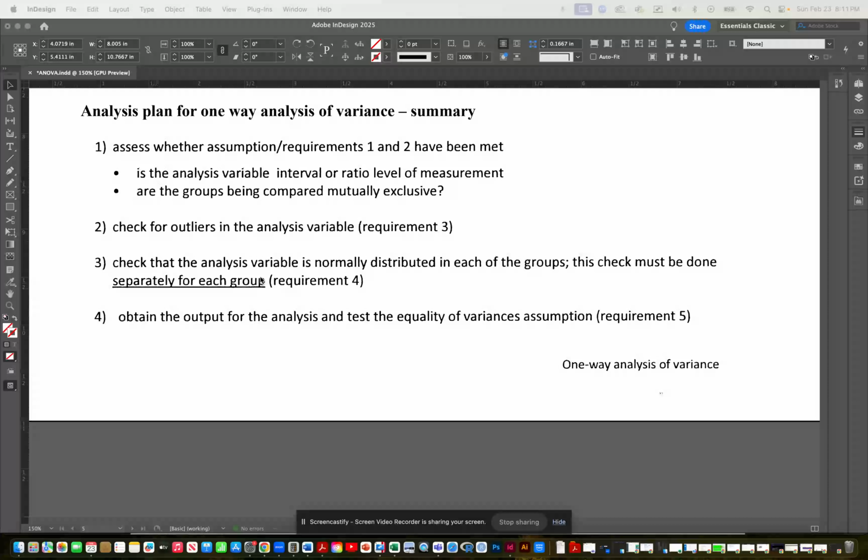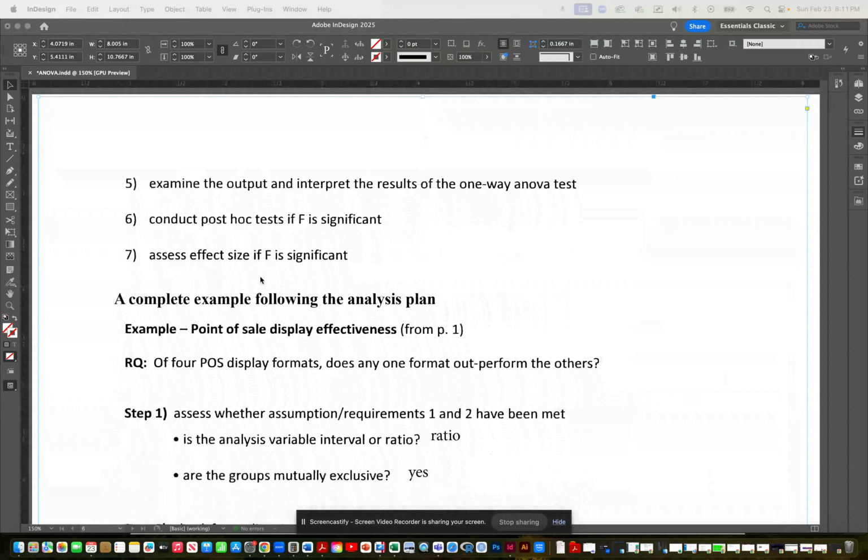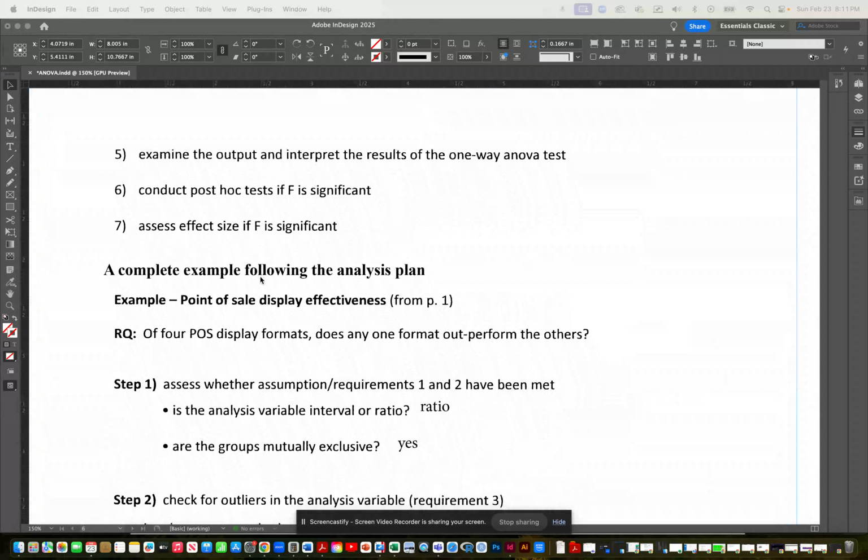All right, so in this video, we're going to go over the analysis plan for one-way analysis of variance. Here's the summary, but we're going to use our example to go through all the different items in this analysis plan. So recall that our research question was this. Of the four POS display formats, does any one format outperform the other?